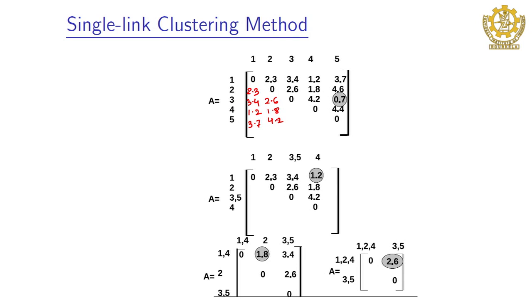1, 2, 3, 4, 5. Okay. Next, this is 4.2, this is 0.7. So here 4.4, because this is symmetric. Now, what is the objective? The objective is to apply single linkage clustering on this data. We got the distance matrix here. So, this is the distance matrix.